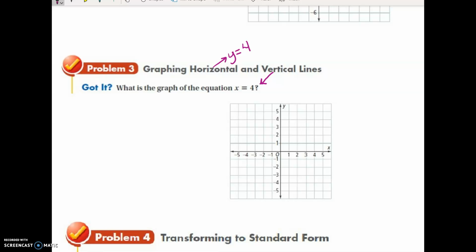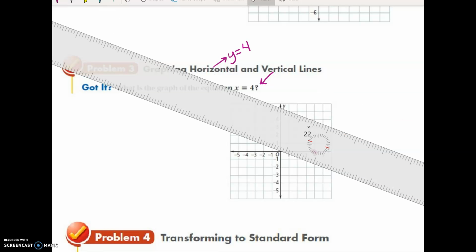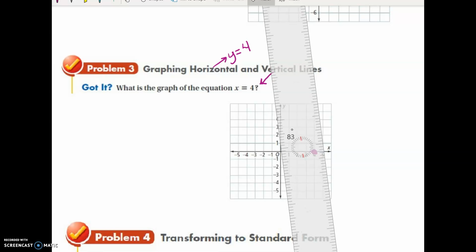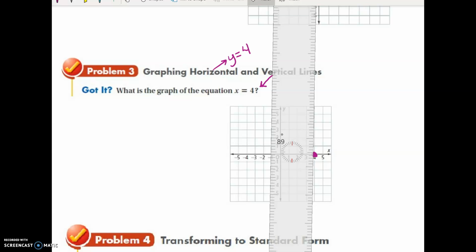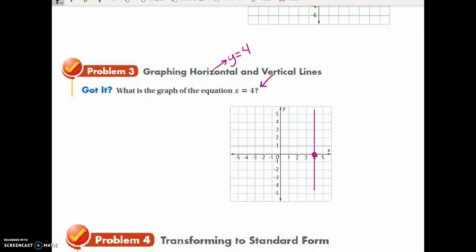So in this problem, I know 4 is my x-intercept, so I would put a dot at 4. I also know that it's a vertical line, so I'm just going to draw a vertical line. Use my fancy tool here, maybe. So I will just trace along there and draw my vertical line through 4. So there we have the graph of x equals 4.